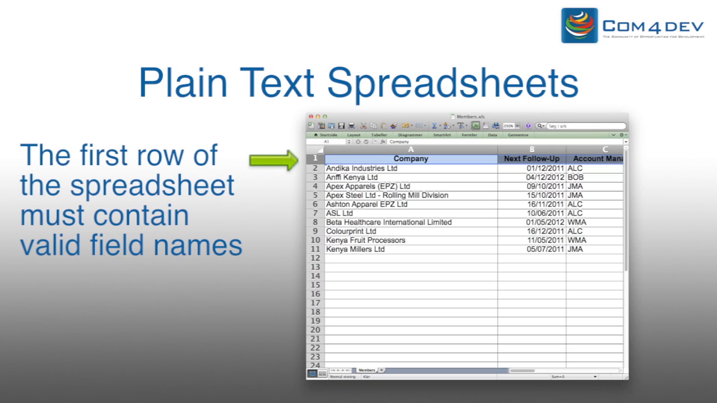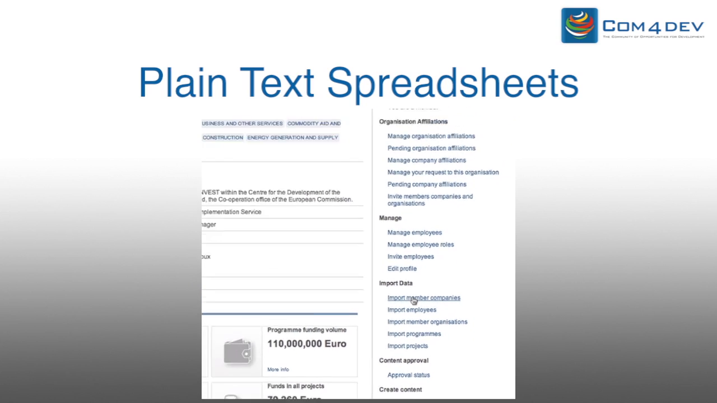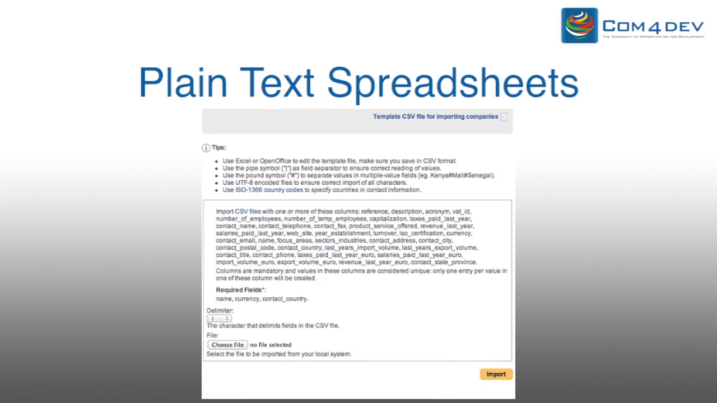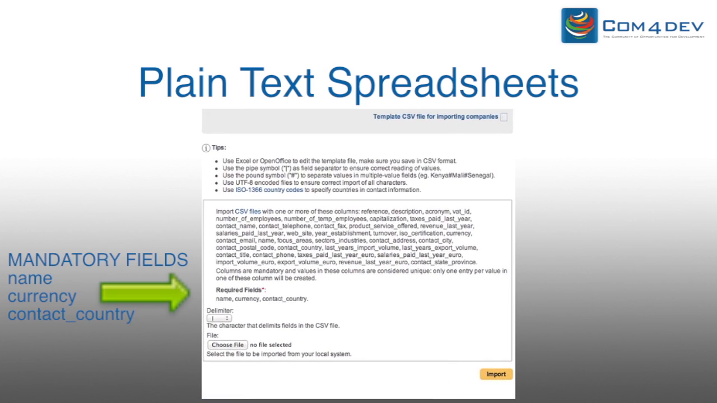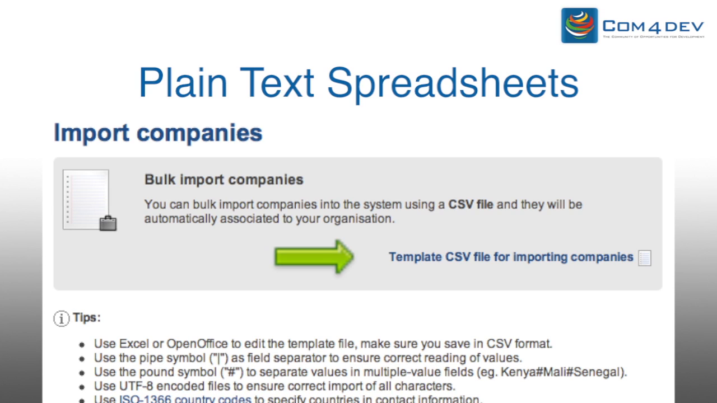For ComfortDev to accept your CSV file, the first line of values must be the names of recognized fields on ComfortDev. This list of recognized field names can be found on the upload page. Here you'll see fields such as name, contact name, and so on and so forth. It's important that you include at least the mandatory fields, as ComfortDev will not allow you to upload members without those fields specified. The required format can also be downloaded from the upload page.